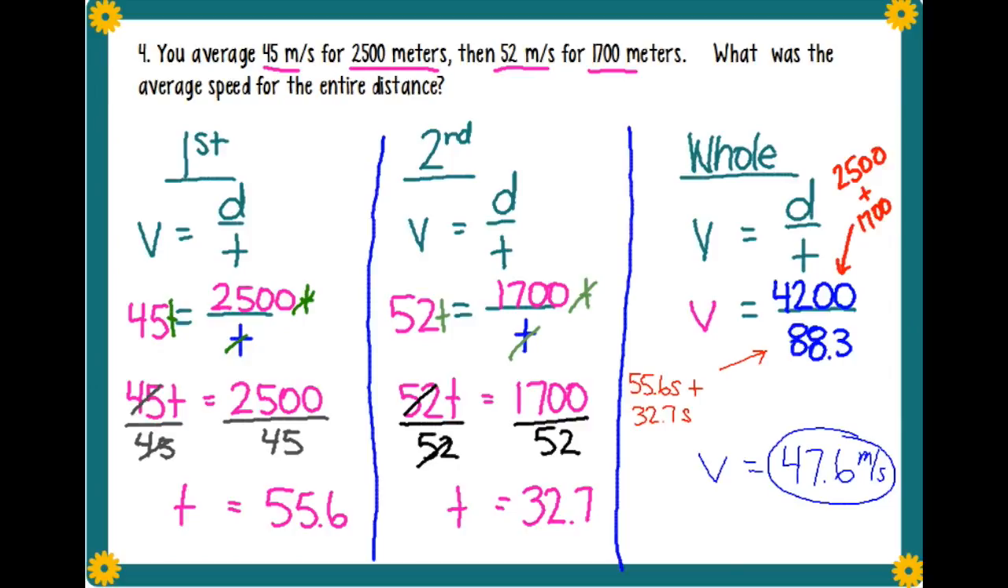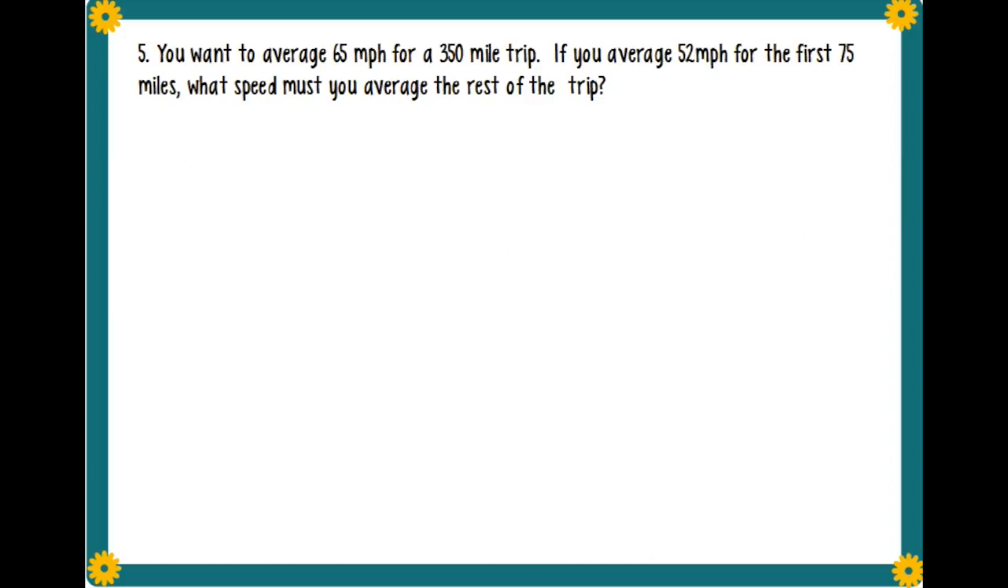So once again, I'm getting a little fickle here with the sig figs. Everything up here started with 2 sig figs. They're placeholders. 2 sig figs, 2 sig figs. So my answer, probably I should have written 48 meters per second.